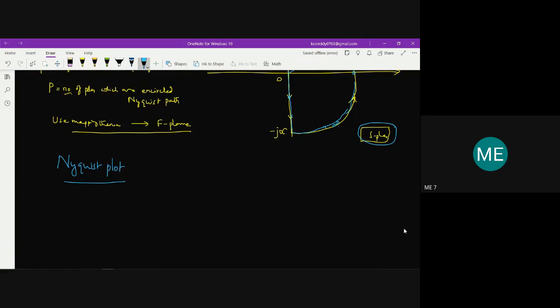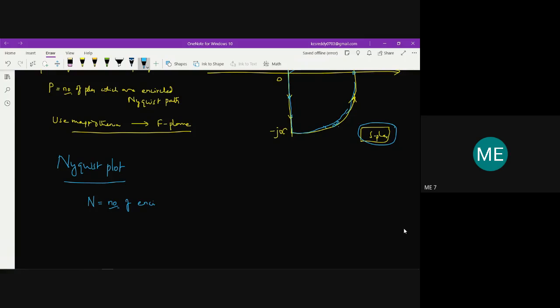So here, as we know the locus of this S-plane, by using that, we need to find out the number of encirclements of the origin which the Nyquist plot is going to take in the F plane. So here the number of encirclements has to be found out. That is the number of encirclements which we have discussed.